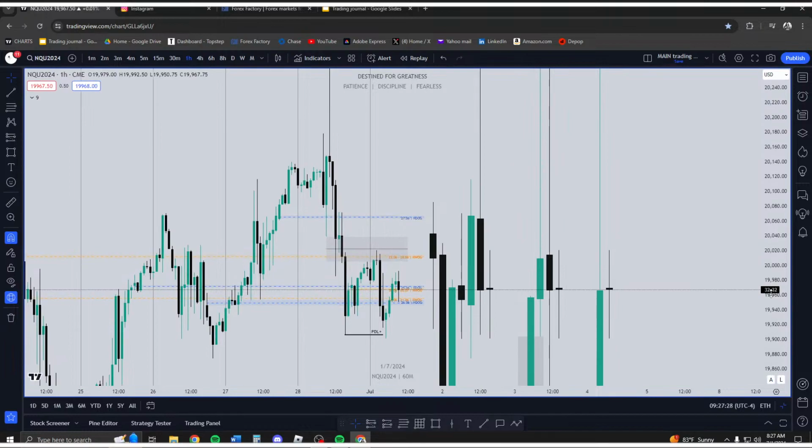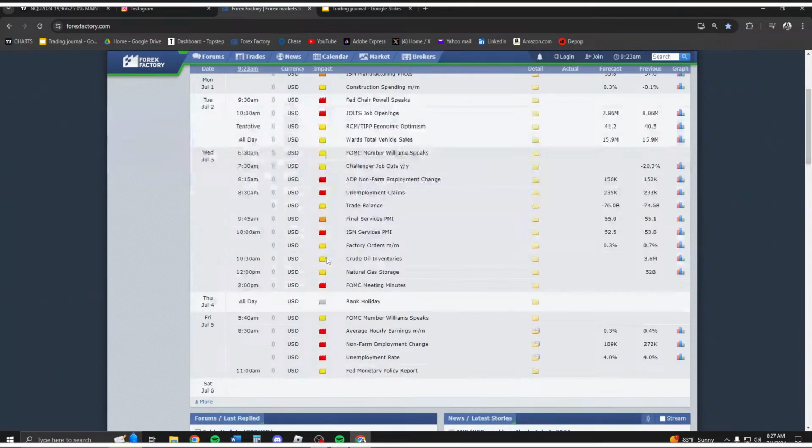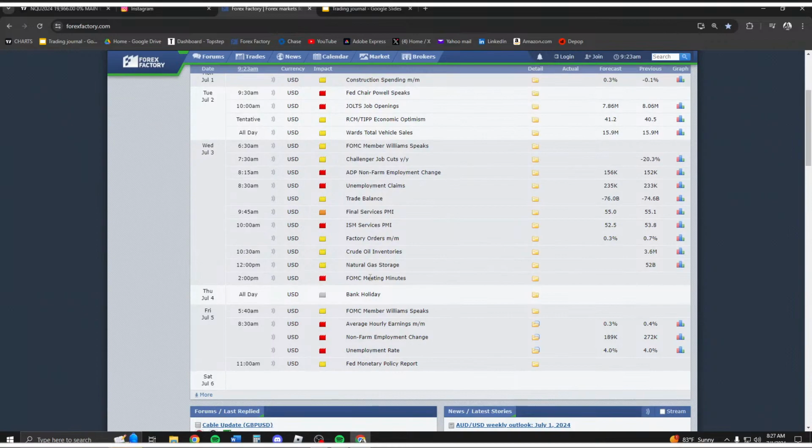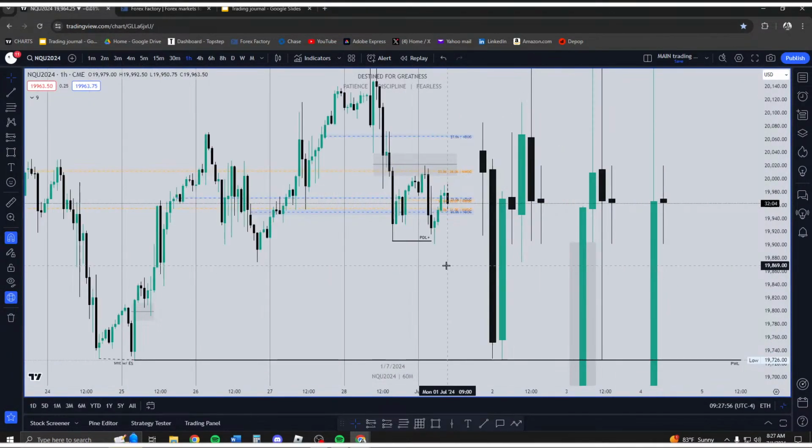too much this week, just because we have NFP week, and we do have a bank holiday on Thursday. I just believe that prices are just gonna be a little bit wonky due to that bank holiday being in the week. And so NQ took out its previous day low.